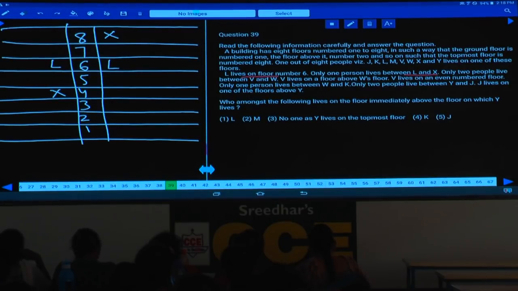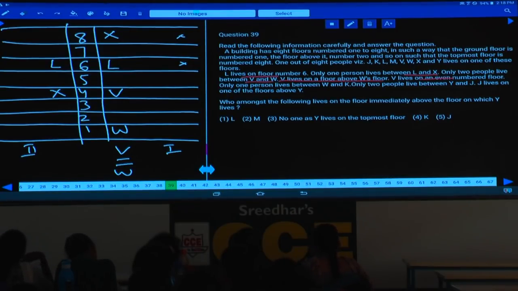And only 2 people live between V and W. As only 2 people live between V and W, V lives on a floor above W. As V is above W, with 2 people in between, V blank blank and W. And at the same time, V lives on an even number floor. This is case 1 and this will be case 2. V lives on an even number floor, V cannot be on the 8th floor, V cannot be on the 6th floor, and V cannot be on the 2nd floor as well. Hence V must be on the 4th floor and W must be on the 1st floor. There are 2 persons between V and W, and V lives on an even number floor.